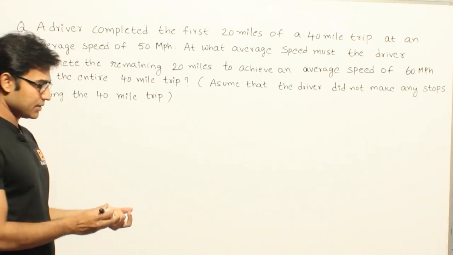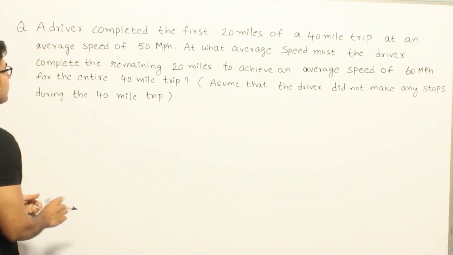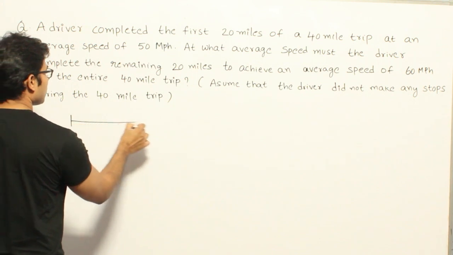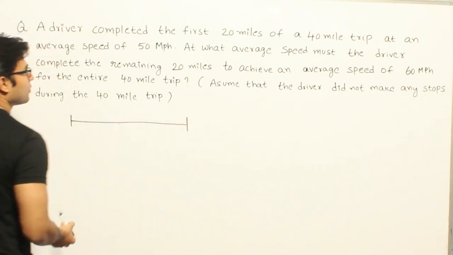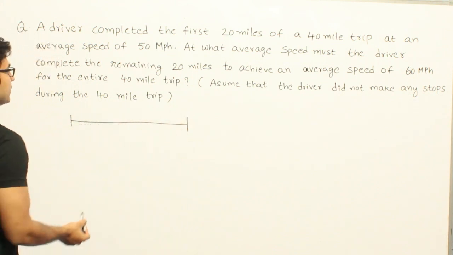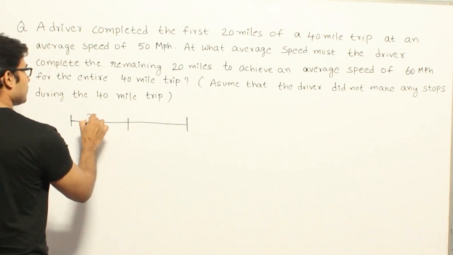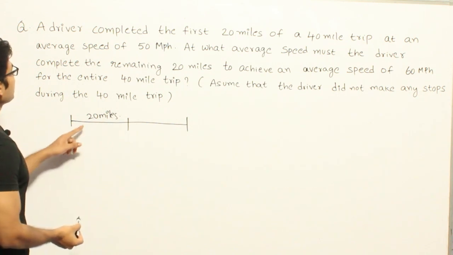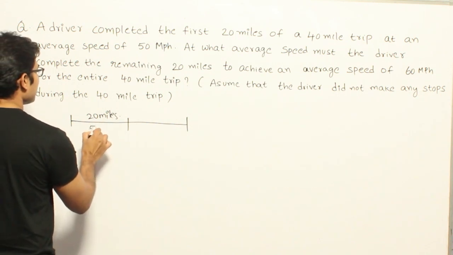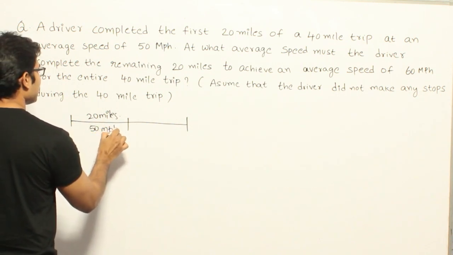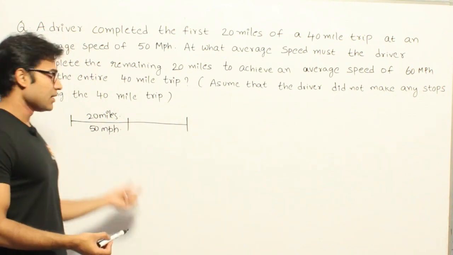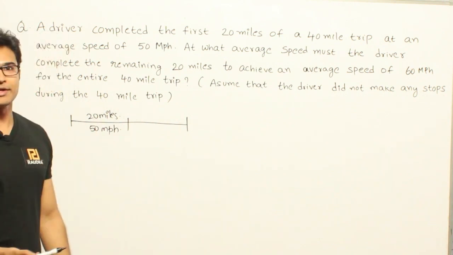Okay, so they are saying that the total distance the driver is trying to travel is 40 miles. In this 40 miles, for the first 20 miles some speed is given. For the first 20 miles the average speed is given as 50 miles per hour. So it is clearly given that this average speed is for the first 20 miles. It is not the average speed for the entire journey, right?